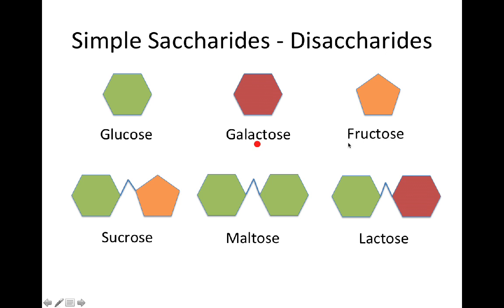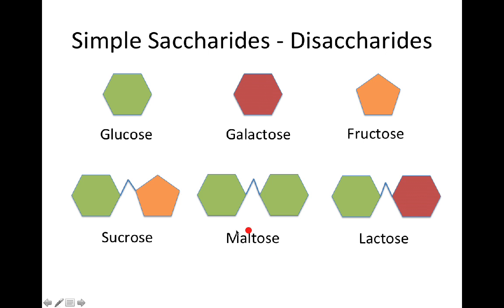If we look at these three monomeric units, the monosaccharides, we can put them together in multiple ways, and these are the ways that they're commonly found in nature. If you take a glucose molecule and add a fructose to it, you end up with sucrose. This is the table sugar that you most commonly think of when you are consuming sugar.